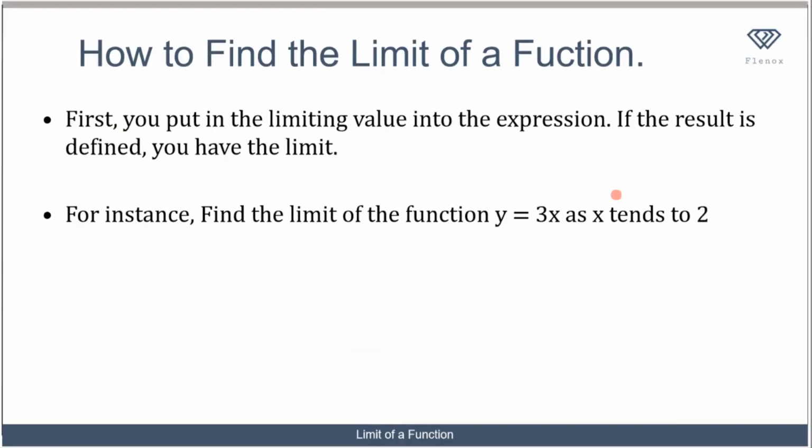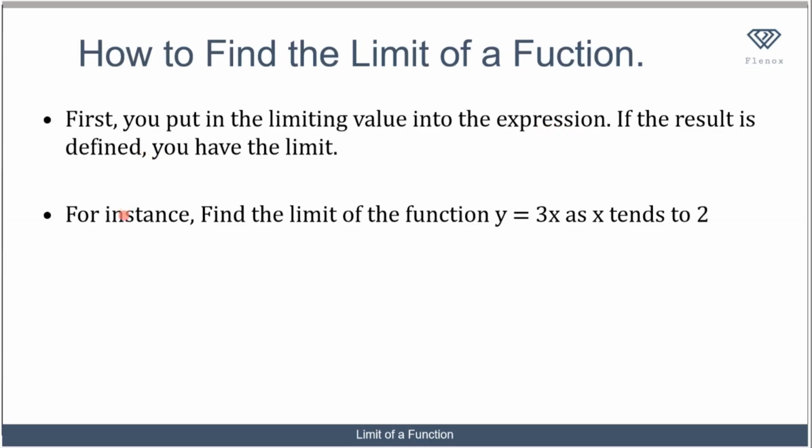So how do we find the limit of a function? There are 3 basic steps to finding the limit, depending on the difficulty level of the question. Let's start from the first level. Here we are told that first you put the limiting value into the expression. If the result is defined, you have the limit.